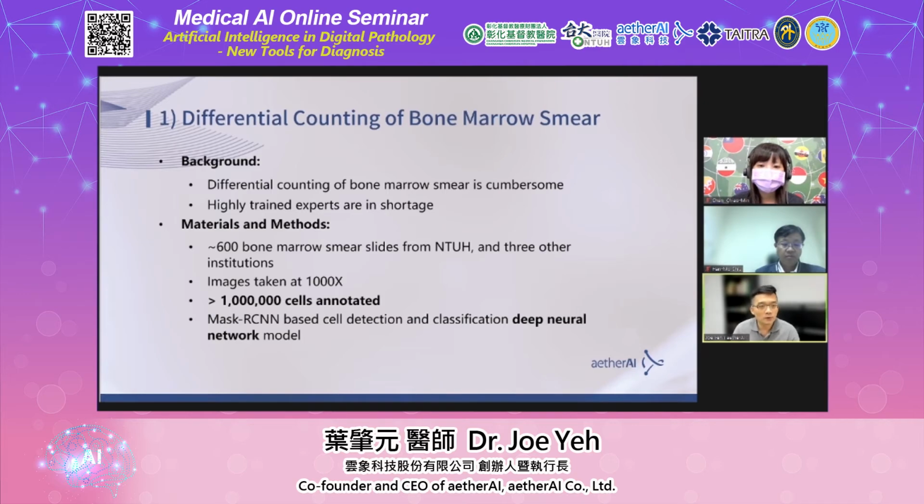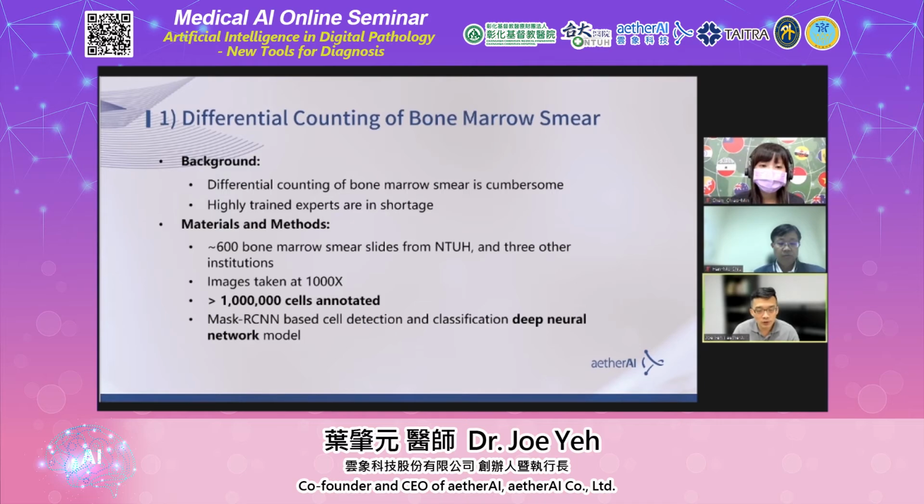Medical technicians or doctors have to perform differential counting of roughly 500 bone marrow cells. This is a very cumbersome and labor-intensive process, and highly trained experts are in shortage. In the past, traditional image processing methods could not deal with this challenge of bone marrow smear differential counting because the images are too complex. But we believe that a deep neural network can do the task well.